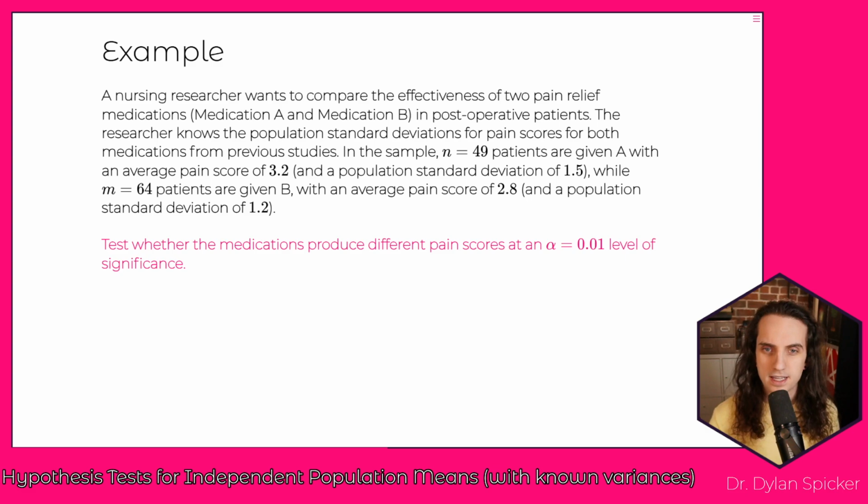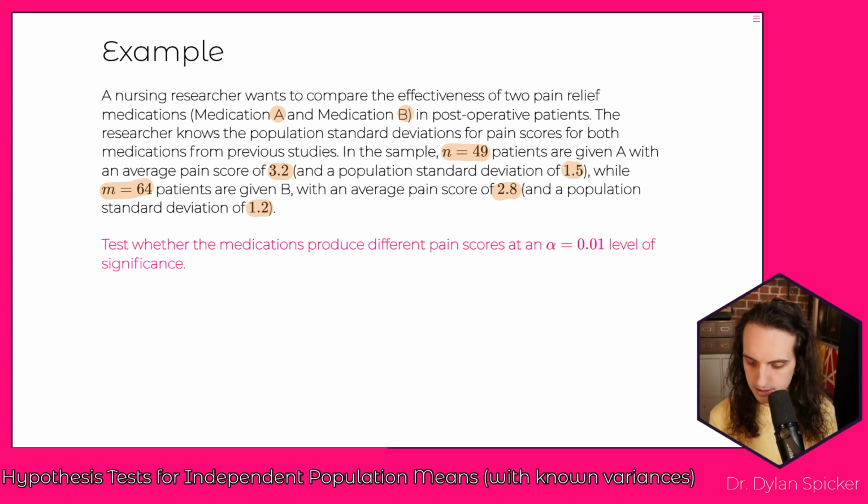So let's take a look at an example here. We have a nursing researcher who wants to compare the effectiveness of two pain relief medications. We'll call those A and B. These are for post-operative patients. The researcher knows what the population standard deviations are from previous research. So they take n equals 49 patients for A, and they have an average pain score of 3.2, standard deviation of 1.5. That's a population value. Take m equals 64 for B, mean score of 2.8, population standard deviation of 1.2.